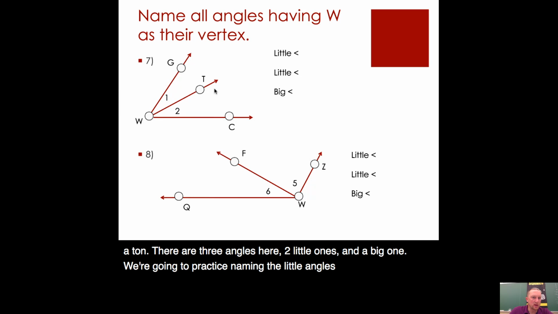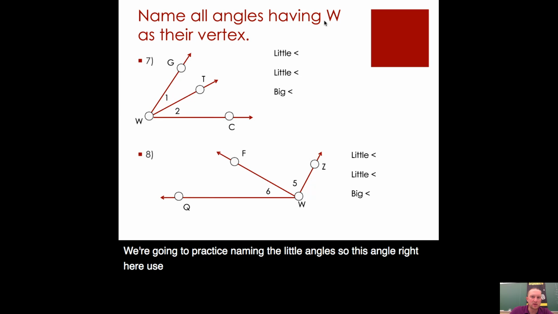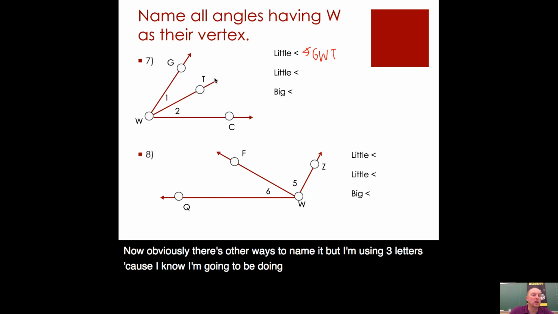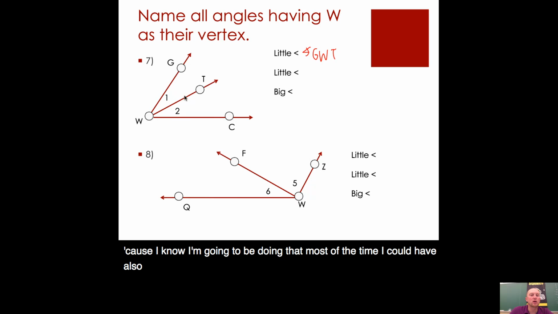So this angle right here, use your finger or your pencil to trace it. We would call it angle GWT. Now, obviously, there's other ways to name it, but I'm using 3 letters because I know I'm going to be doing that most of the time. I could have also called this angle TWG, or I could have called it angle 1.